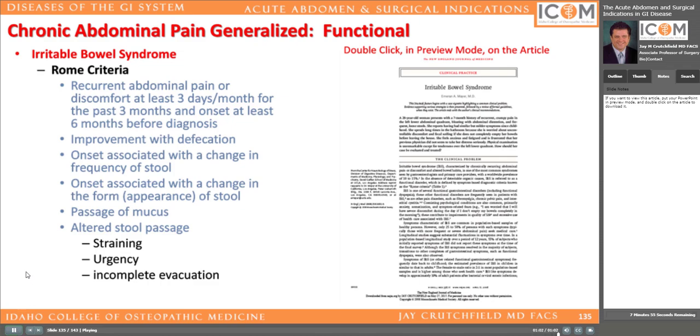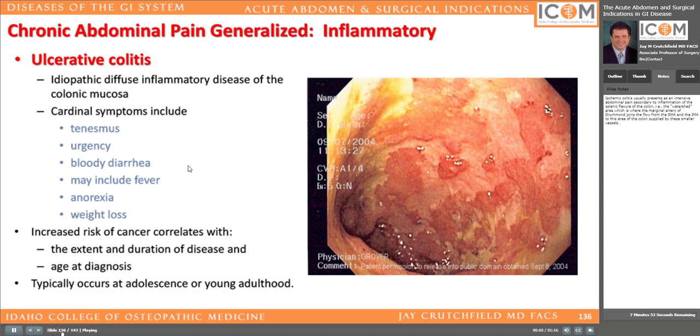But now let's turn our attention to something that isn't benign. We just spoke about irritable bowel syndrome, which is benign, alternating constipation and diarrhea. But ulcerative colitis can also present as generalized chronic abdominal pain. This is an idiopathic, diffuse inflammatory disease of the mucosa, as shown by the image here. The symptoms include tenesmus, urgency, bloody diarrhea, fever, anorexia, weight loss, and diffuse abdominal pain, sometimes with guarding in the left upper quadrant, which is the most common site for ischemia.